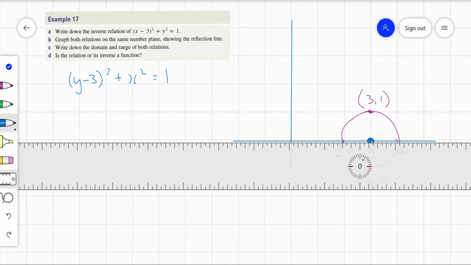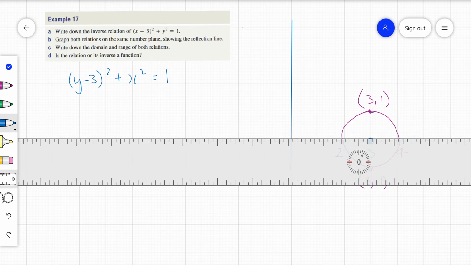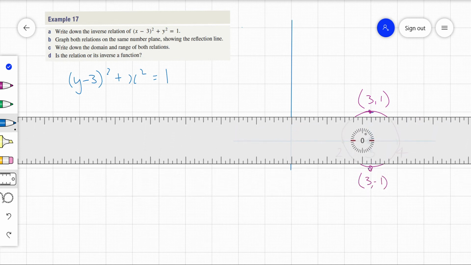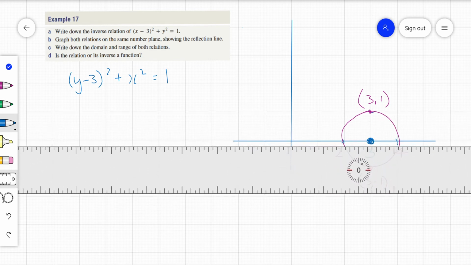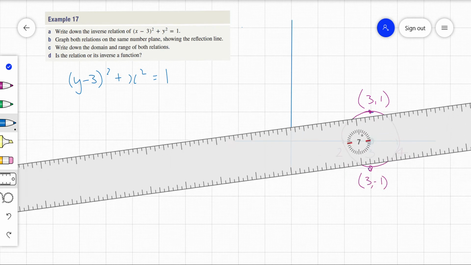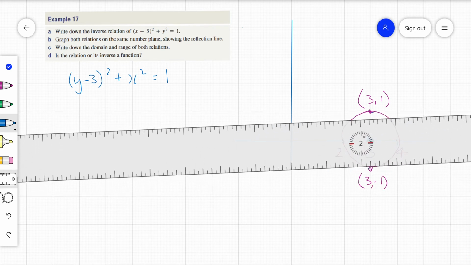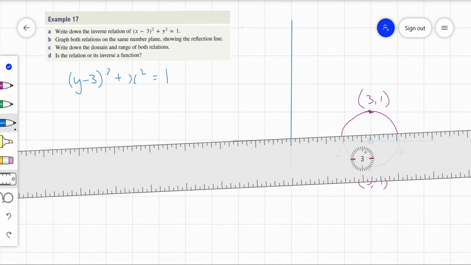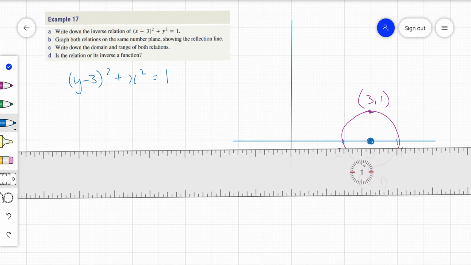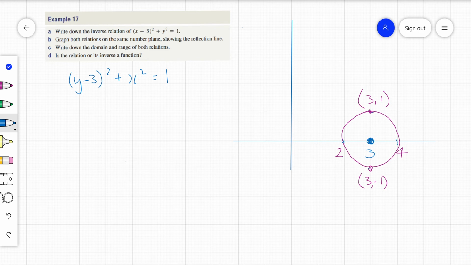So you can see, if I do, I think you can see the ruler on top, that any horizontal line here is going to pass through more than once, or at least there's one point, in this case many, that it passes through twice. More than once. So we know that the inverse will be a relation, not a function.